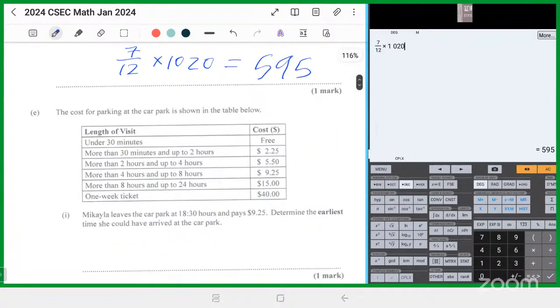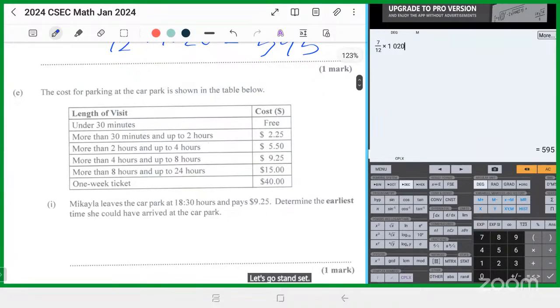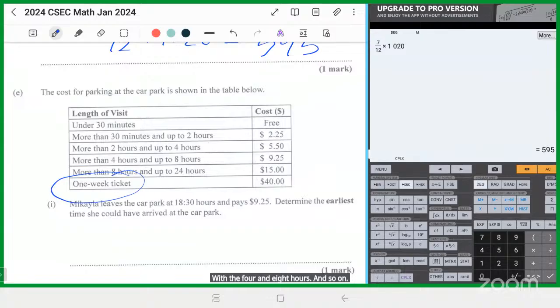Next question says, the cost of parking at a car park is shown in the table below. All right. So if you park under 30 minutes, you get it for free. If you park between 30 minutes and 2 hours, this is the amount. If you park between 2 and 4 hours, this is the amount. If you park between 4 and 8 hours, this is the amount, and so on. You see all those. If you park for 1 week, you pay $40. That's a 1 week ticket for $40.